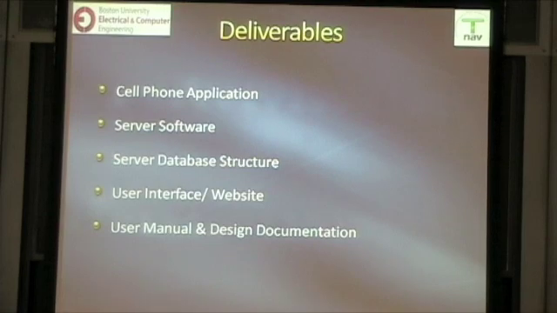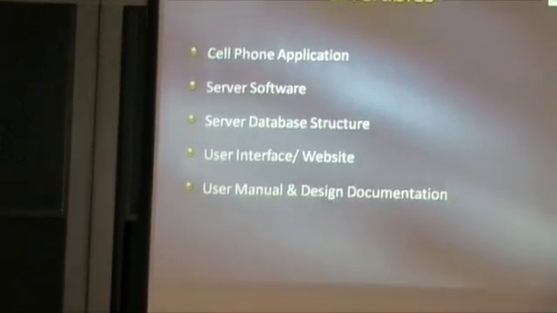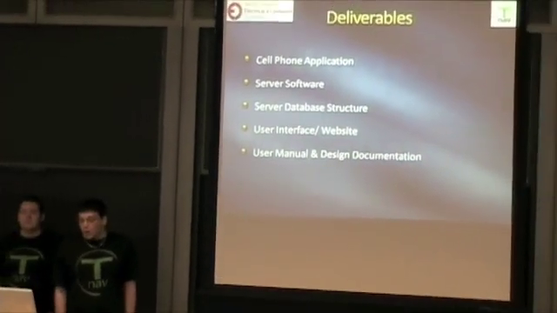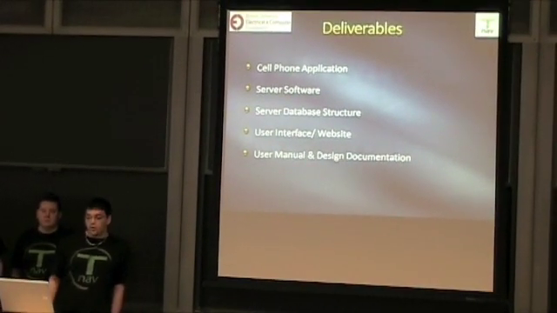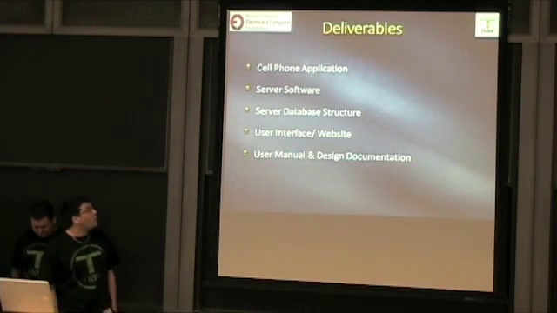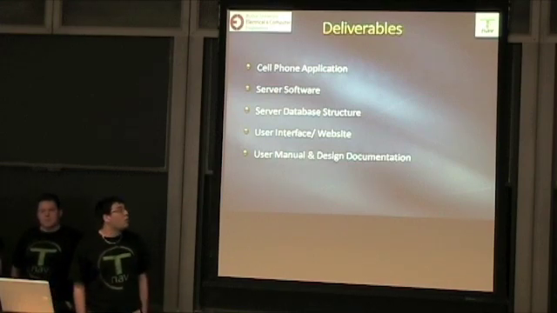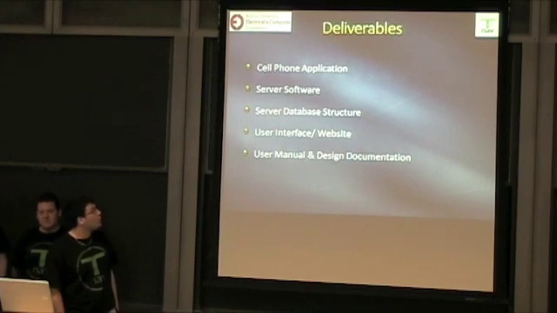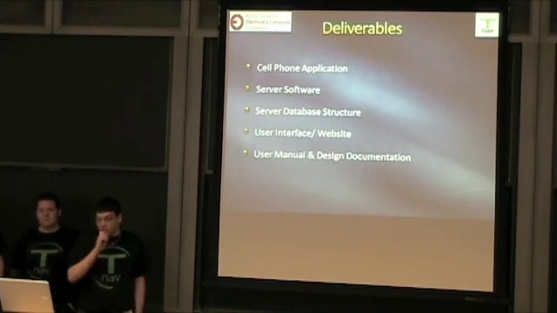The deliverables of this project are the cell phone application that will be with the user who's on the train, the server software, the server database structure, the user interface on the website where the user will go and check where the train is and also to plan a trip, and the user manual and design documentation.